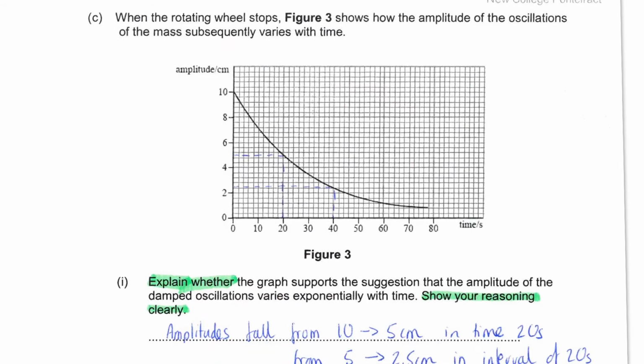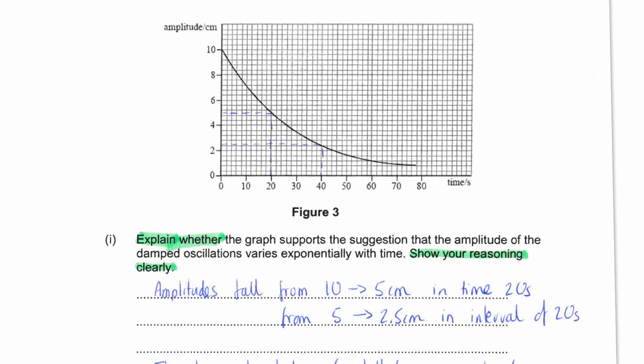Next, we look at the final part of the question. When the rotating wheel stops, this graph is showing how the amplitude of the oscillations of the mass varies with time. You are asked to explain whether this graph supports the suggestion that the amplitude varies exponentially. You must also show your reasoning clearly. So you need to understand what is meant by the term exponential and be able to apply this to the graph.